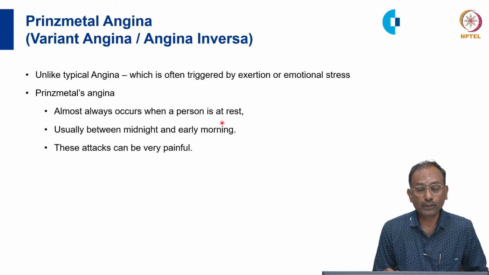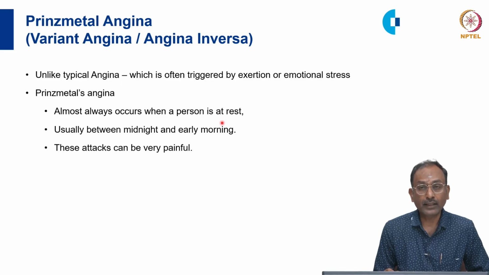Coming to our next group of disorders, that is Prinzmetal angina, which is very rare but can be present in nearly 10 to 15% of the patients with acute coronary syndrome. Its other names include variant angina or angina inversa.